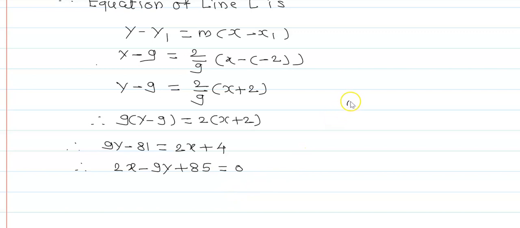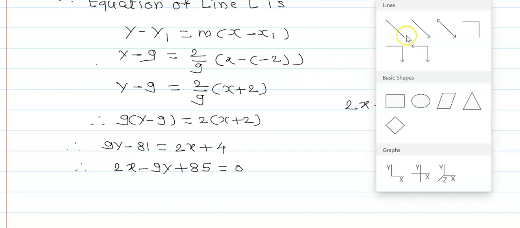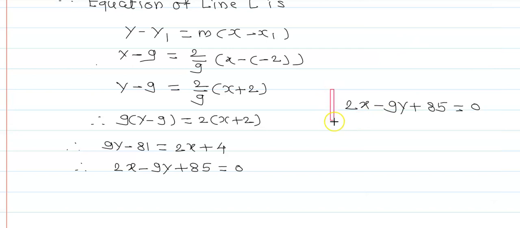Therefore the answer is 2x minus 9y plus 85 is equal to 0. This is the required answer.